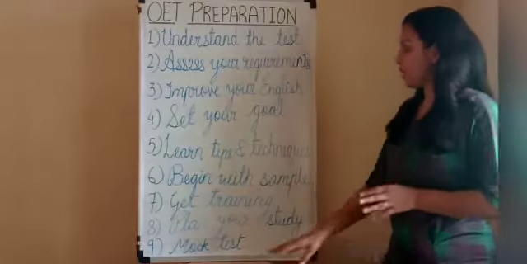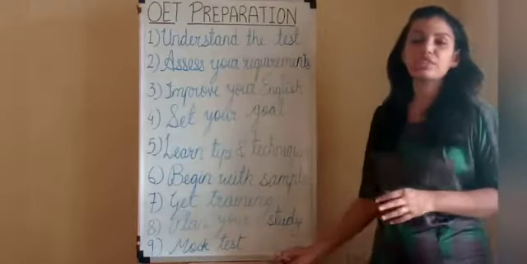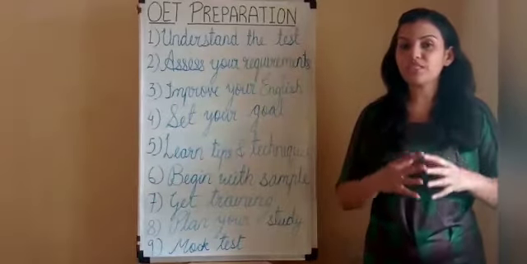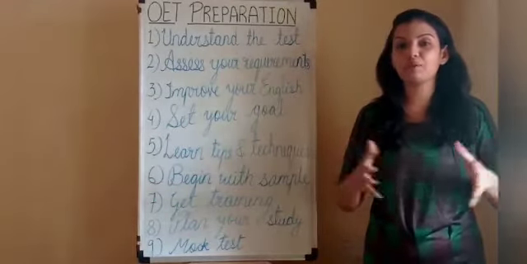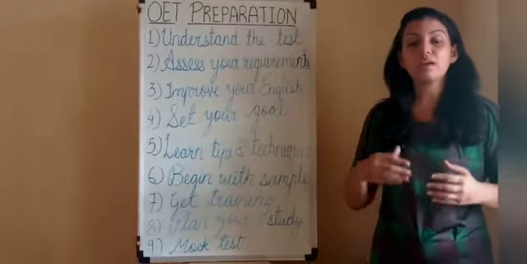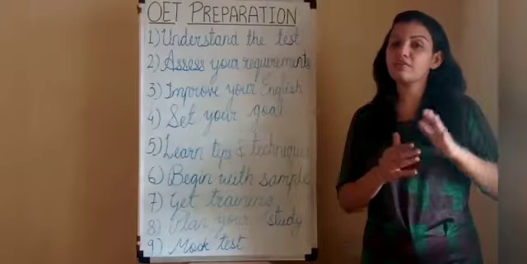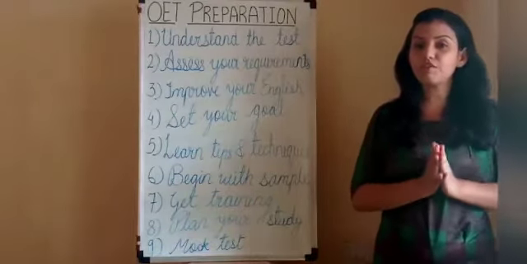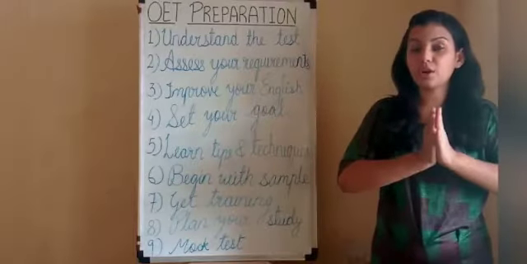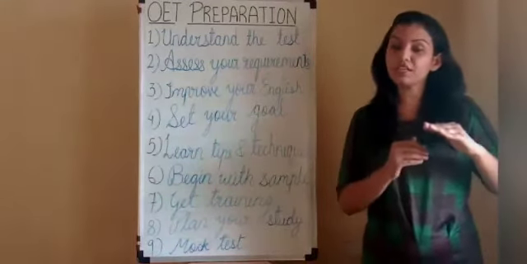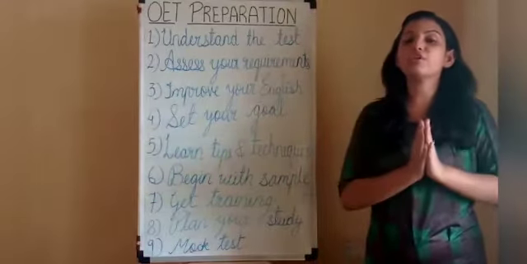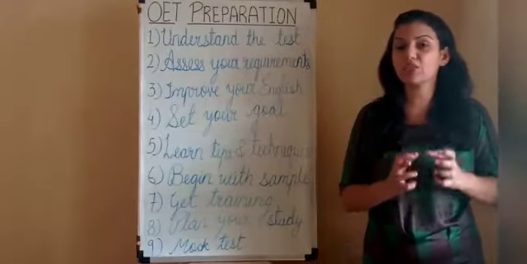Okay. Number three is improve your English. This is something very important because many students ask how much time it takes to prepare for OET, and it is a very difficult question for me to answer before assessing their actual level of English. So first of all, you should assess your own level of English, and if it is a little bit below the OET requirements, then you should prepare for basic English first.